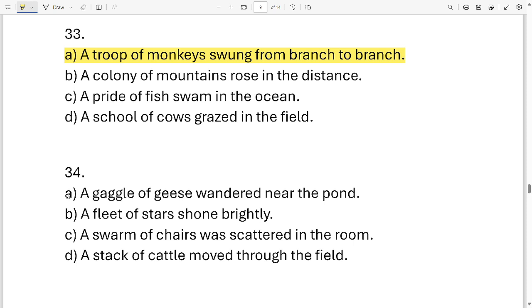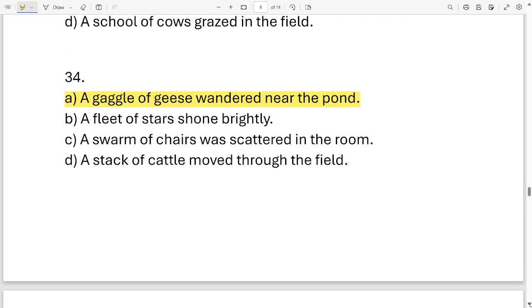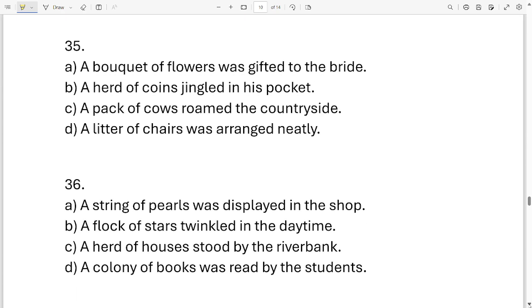It is option A. A gaggle of geese wandered near the pond. Okay. Let's move to the next one. Okay. Next question. A bouquet of flowers was gifted to the bride. A herd of coins jingled in his pocket.